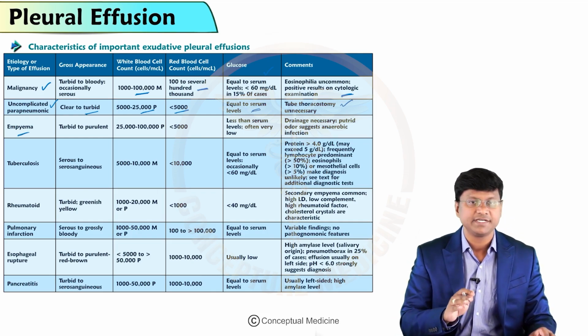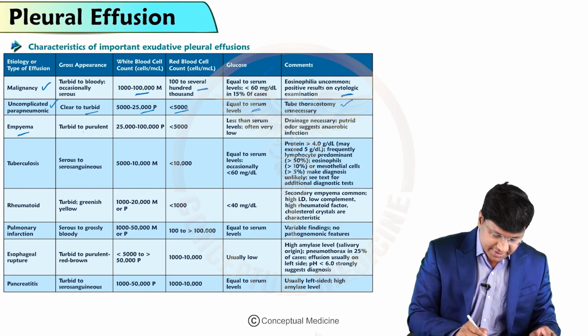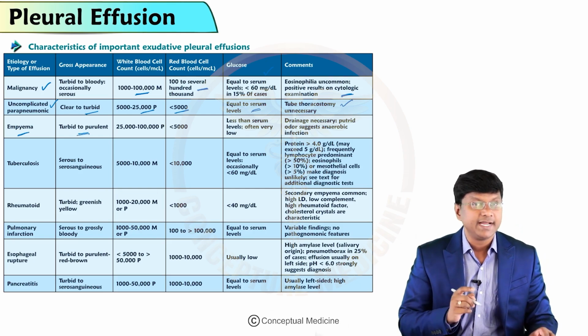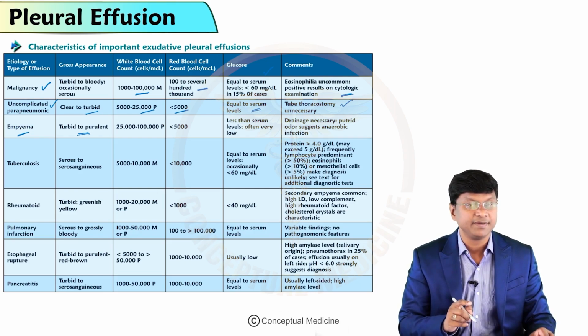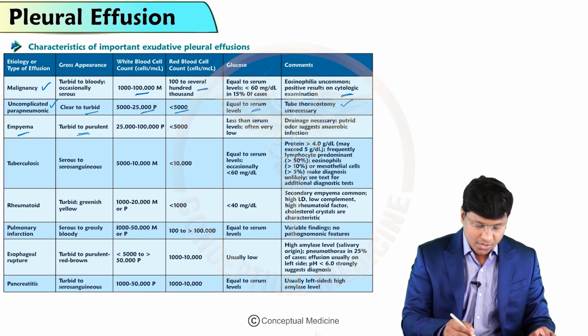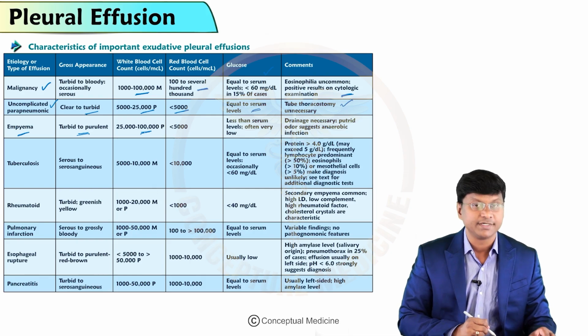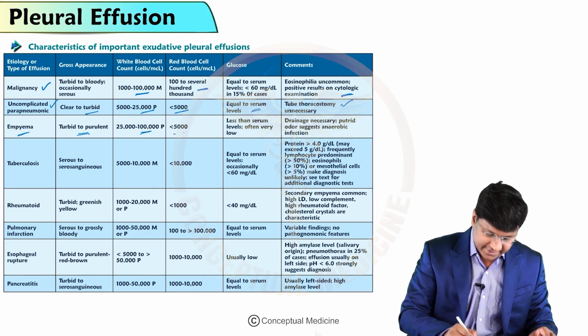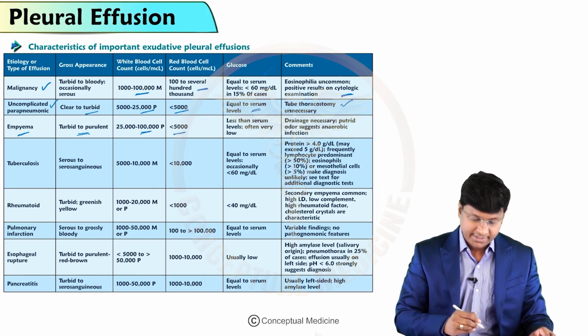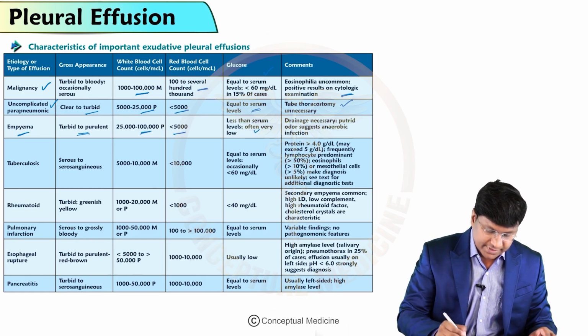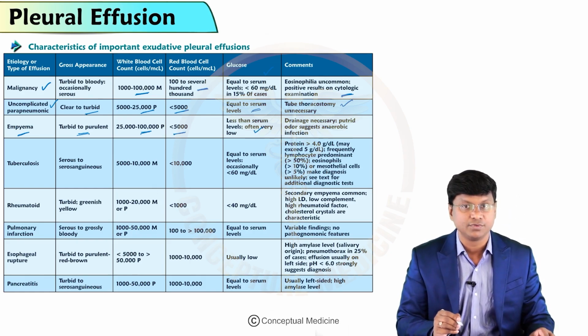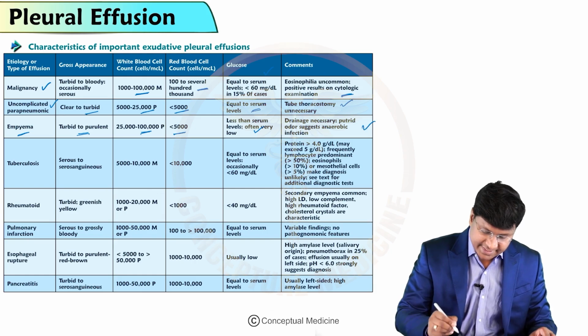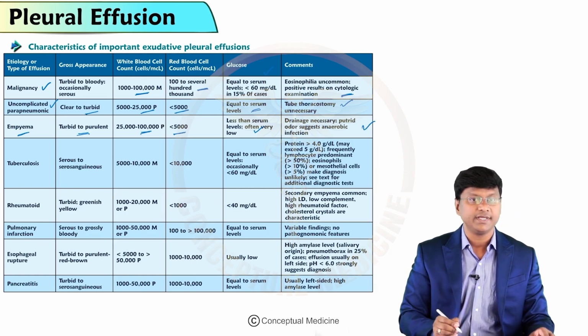Then coming to your empyema. Empyema is nothing but completely pus, which is turbid to purulent in nature. And the number of cells in empyema is nearly around 25,000 to 1 lakh cells per microliter, and the number of RBCs will be less than 5,000 cells per microliter, and the pleural fluid glucose will be less than that of the serum glucose. And drainage is definitely necessary in patients with empyema.